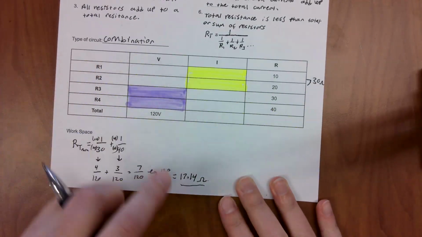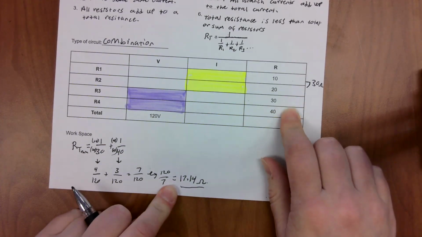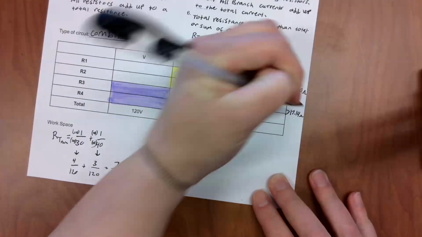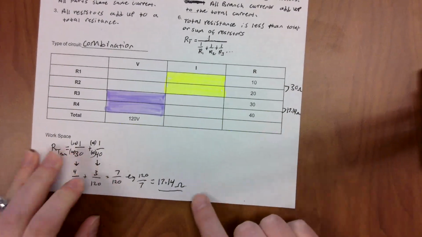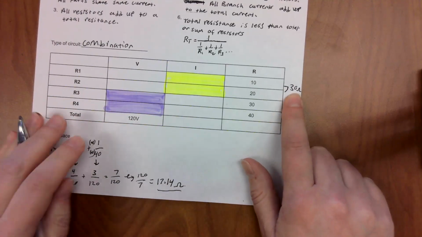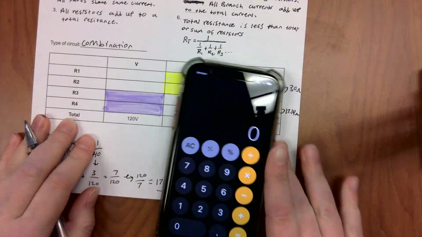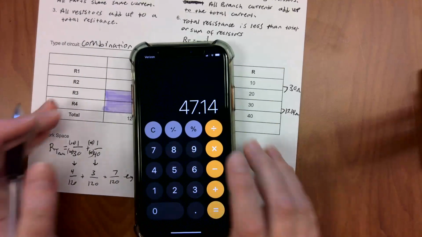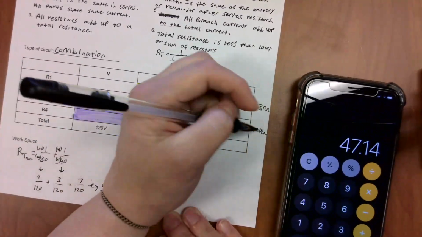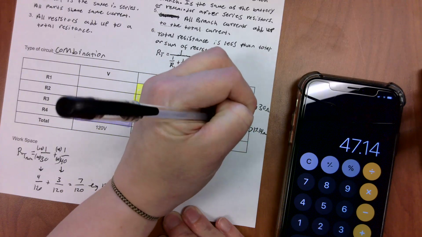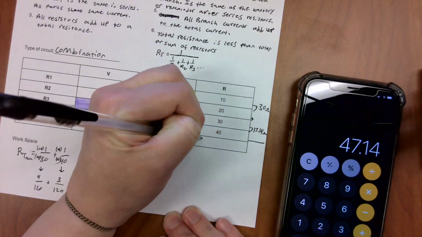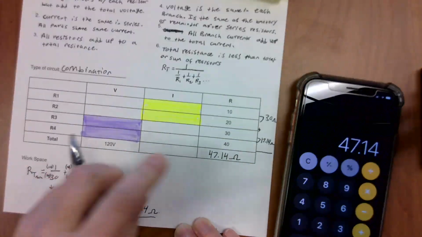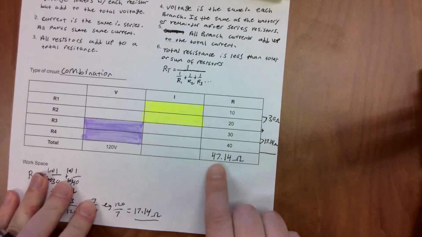So like I said, we can treat this number here, since it's the total between both of these, like a series resistor. And so now all we have to do is add up those two numbers with our total resistance that we had there. So 17.14 plus 30 is 47.14. And that gets us our total resistance of 47.14 ohms. And you could just round that to 1 if you wanted to, 47.1.